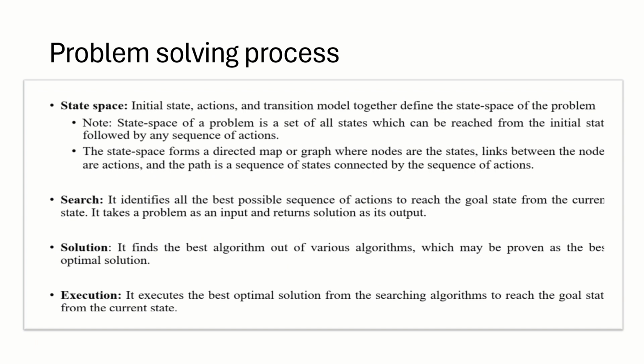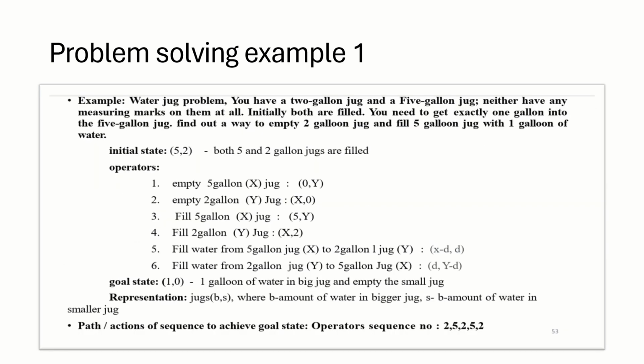Now we have clearly seen what problem solving is. Let us now solve an example. First, I'll read out the question. We are solving the water jug problem here. You have a 2-gallon jug and a 5-gallon jug. Neither has any measuring marks on it. Initially, both are filled. You need to get exactly 1 gallon into the 5-gallon jug. Find a way to empty the 2-gallon jug and fill the 5-gallon jug with exactly 1 gallon of water.